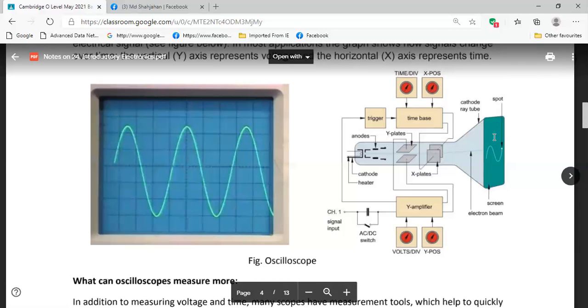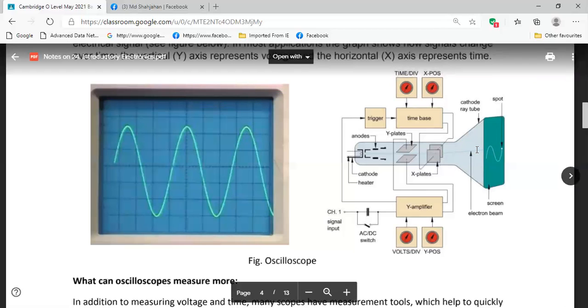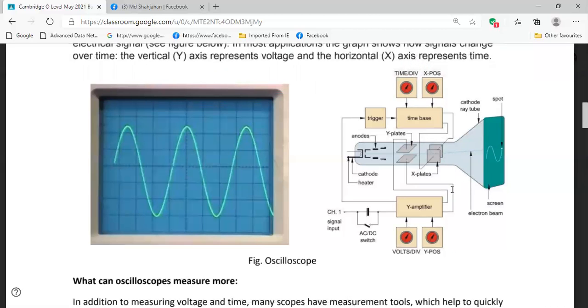Is it clear? Yes, sir. Now it is controlled. This graph is controlled by these Y plates and X plates. That means electron flow. Electrons flow, and they are deflected by positive, that means electric field, then magnetic field. They are deflected, right? Yes, sir. Isn't it? So these Y plates or X plates are working in that way.